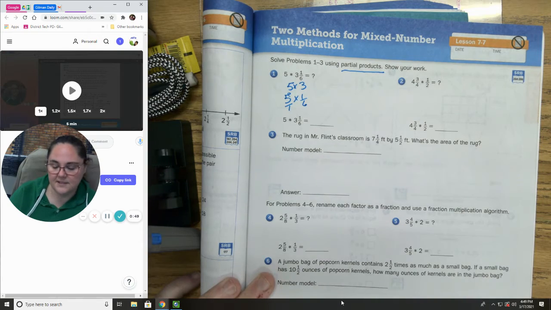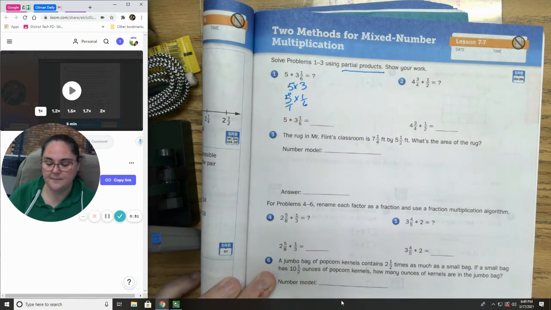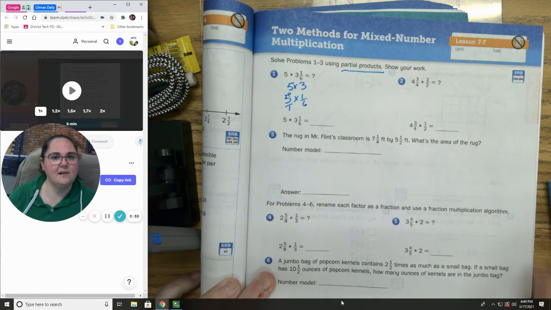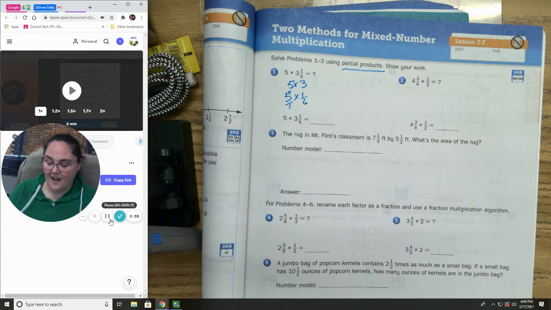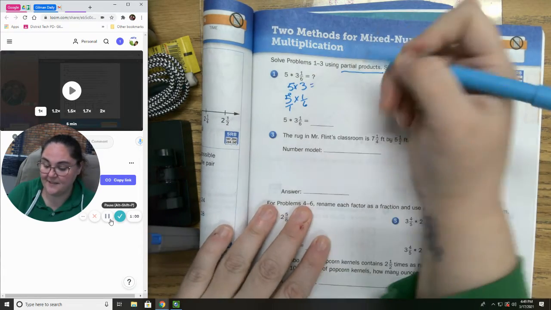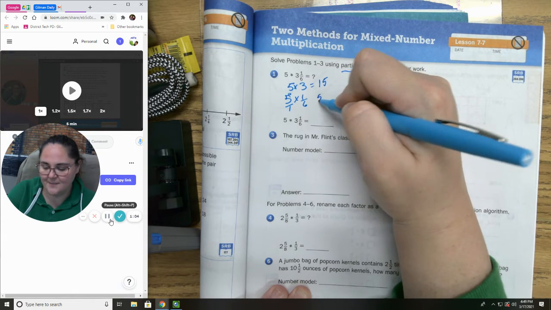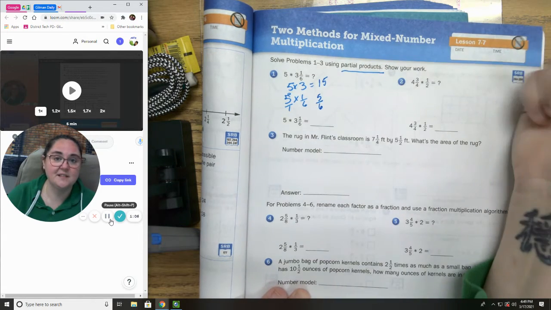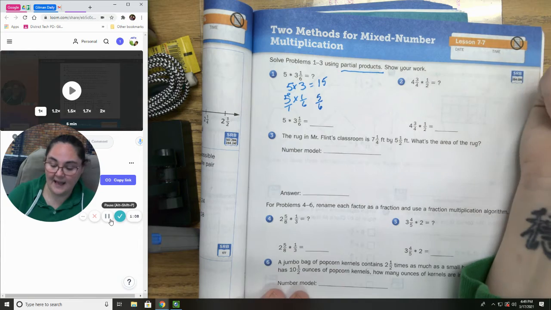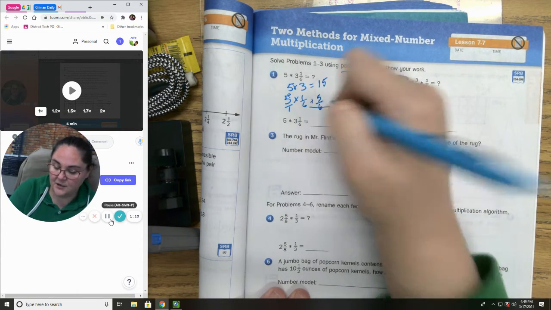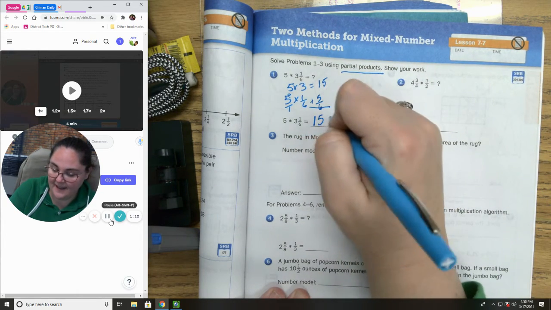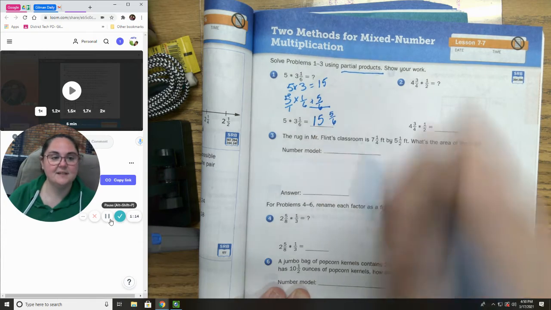All right, let's do the math. What is 5 times 3? 5 times 1/6. Add it together. See if you can find my answer. All right, I think this one is super easy. 5 times 3 is 15. 5 times 1 is 5. 1 times 6 is 6. So my answer is 5/6. Add them together. Your final answer should be 15 and 5/6.